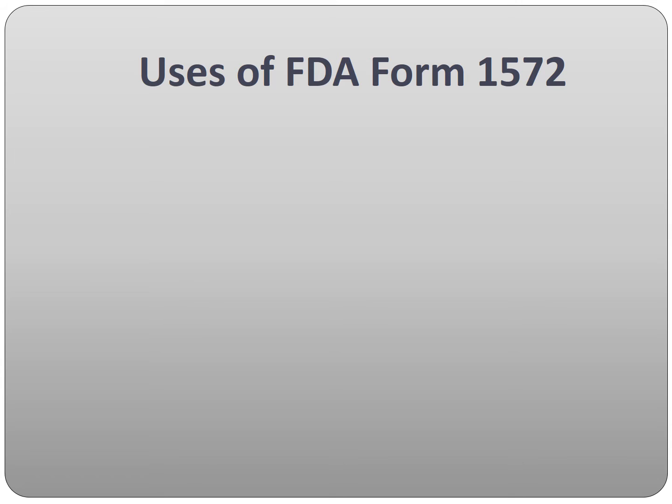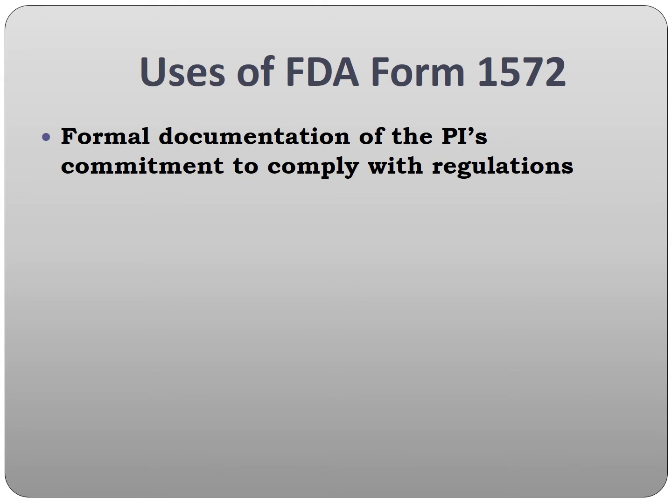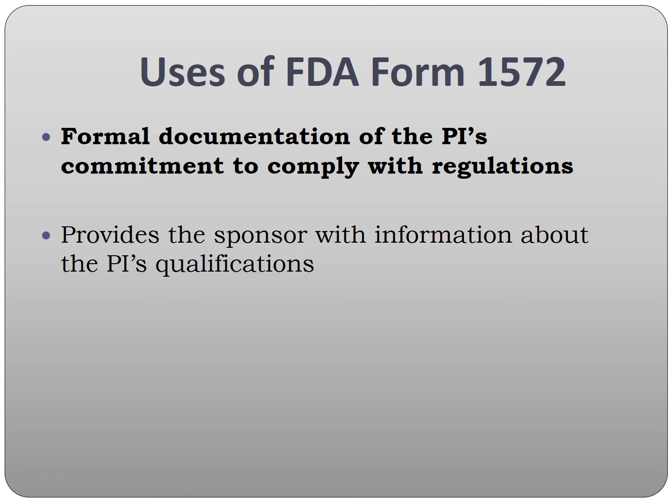So why do we use the FDA Form 1572? It's 2 pages, pretty simple on face value, and it has 2 really important functions for everybody involved in clinical research. The first, from the research coordinator's and your monitor's perspective, is the formal documentation of your PI's commitment to comply with regulations. It's the statement of the investigator. Your PI and all of your investigators are going to sign this 1572, and at the bottom it says, I attest that I can do this study and I am going to comply with everything. It also provides the sponsor with information about the PI's qualifications.